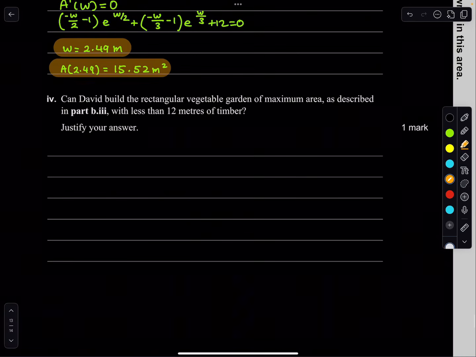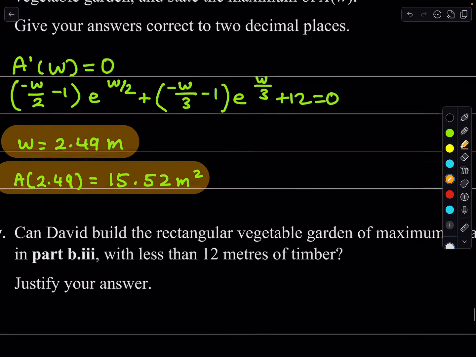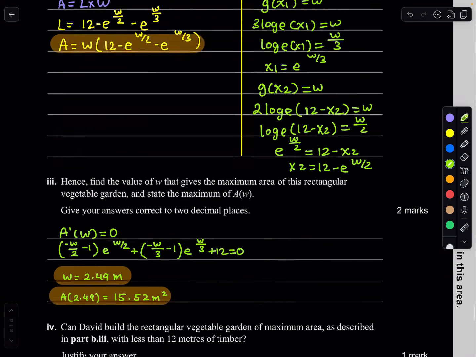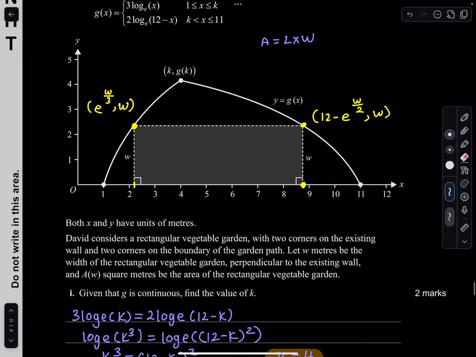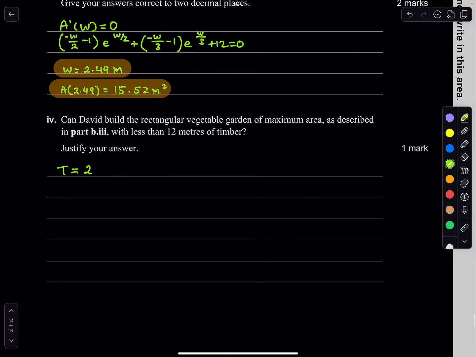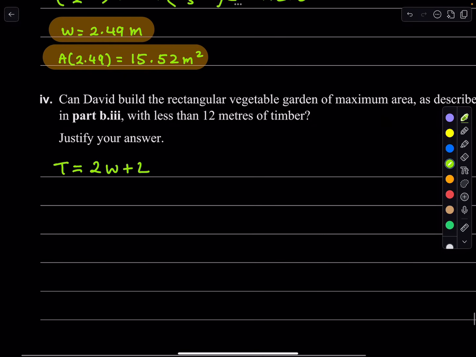Next question. Can David build a rectangular vegetable garden of maximum area as described in part B? So this one, you know how this is your maximum area? Can he build it with less than 12 meters of timber? So how can we know? He's saying less than 12 meters. We know the formula for timber was what? Going back, the timber he has to use is this length plus 2w, these two here. So basically 2w plus length, yeah? That's your thing.